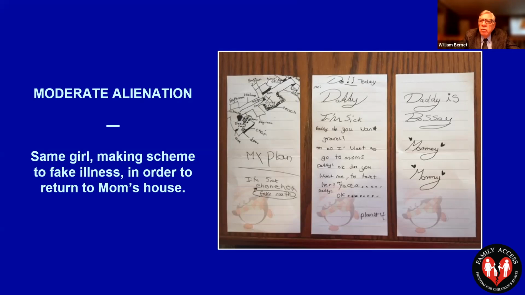And she says, no, I want to go to Mom's. And Daddy says, okay, do you want me to take you? And then she says, yeah. And Daddy says, okay. And this is a plan. In fact, it says plan number 4. And so she's developing these fake reasons to get Daddy to take her to Mom's house.